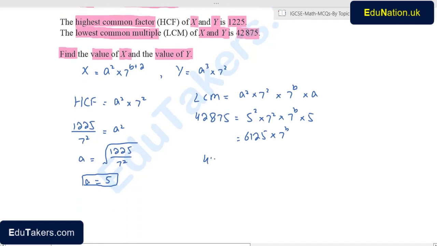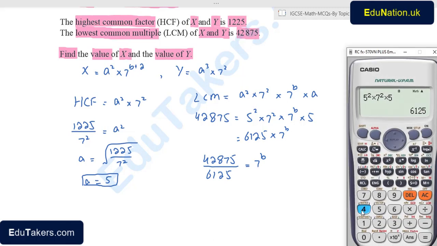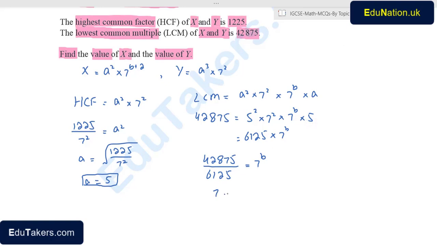Now 42,875 over 6,125 equals 7 raised to power b. 42,875 over 6,125 is 7. So this implies b equals 1.